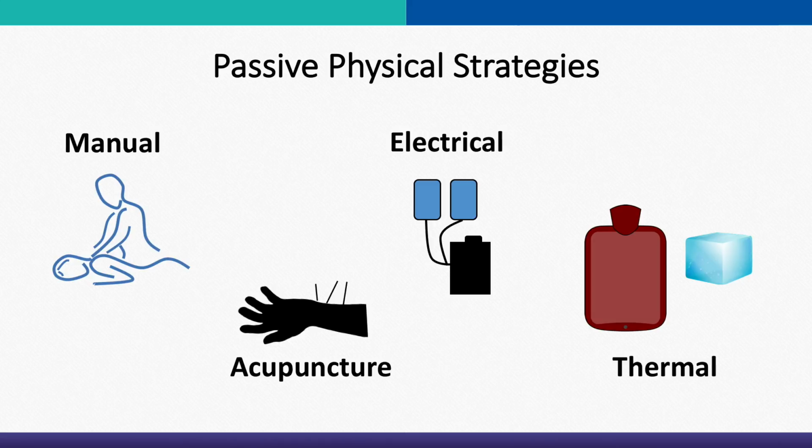Passive physical strategies include treatments such as manual therapies, like massage or joint mobilizations, acupuncture, electrical modalities, such as transcutaneous electrical nerve stimulation, or TENS, and thermal modalities, such as warm and cold packs.